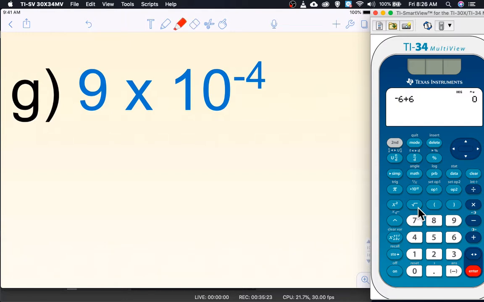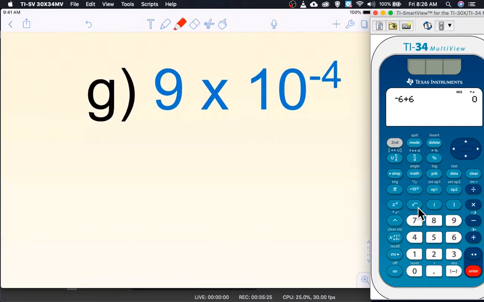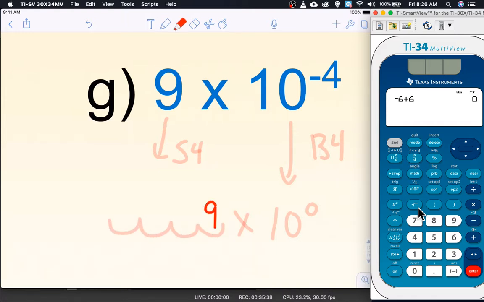Letter G. So we want 10 to the power of 0. It gets bigger by 4. This piece is going to get smaller by 4. So 9, smaller by 4. 1, 2, 3, 4. My decimal is going to be right there. Every other spot is filled with a 0. And we're done.